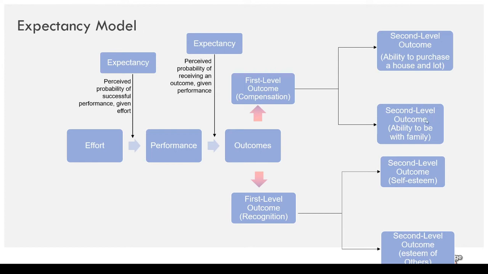So the second level outcome is the ability to be with the family. In this case, when you are with your family, your income or your money lessens because you are also providing for your family.